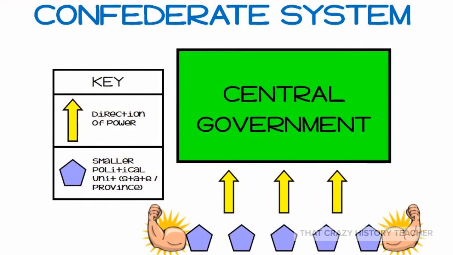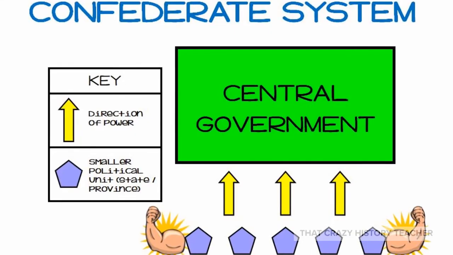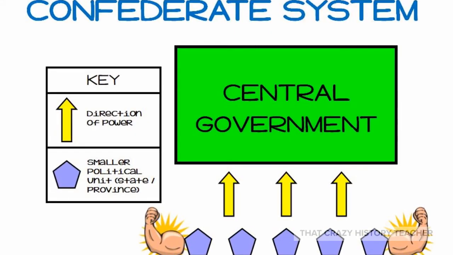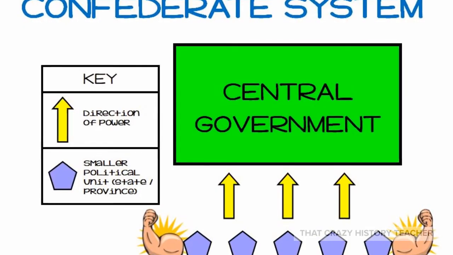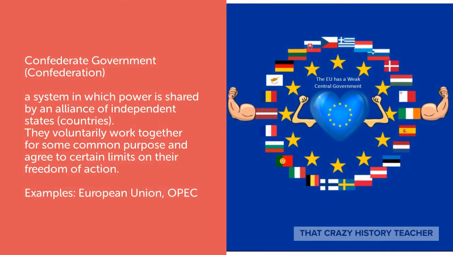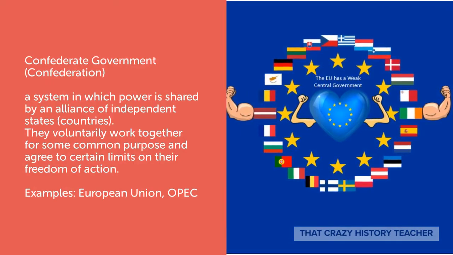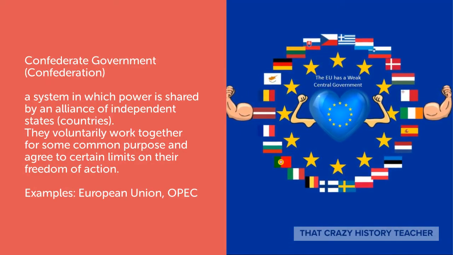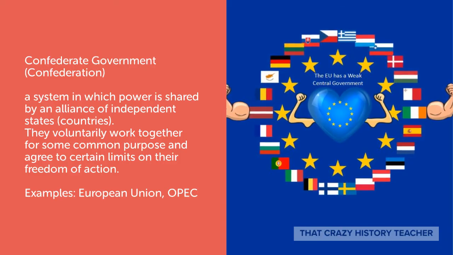In a Confederate system of government, the individual states or countries have most of the power. The central government only has the power that is given to it by the states. A Confederate form of government is more like an alliance. The members, the states or the countries, are there on a voluntary basis. They want to work together, but they can decide to stay and they can also decide to leave.